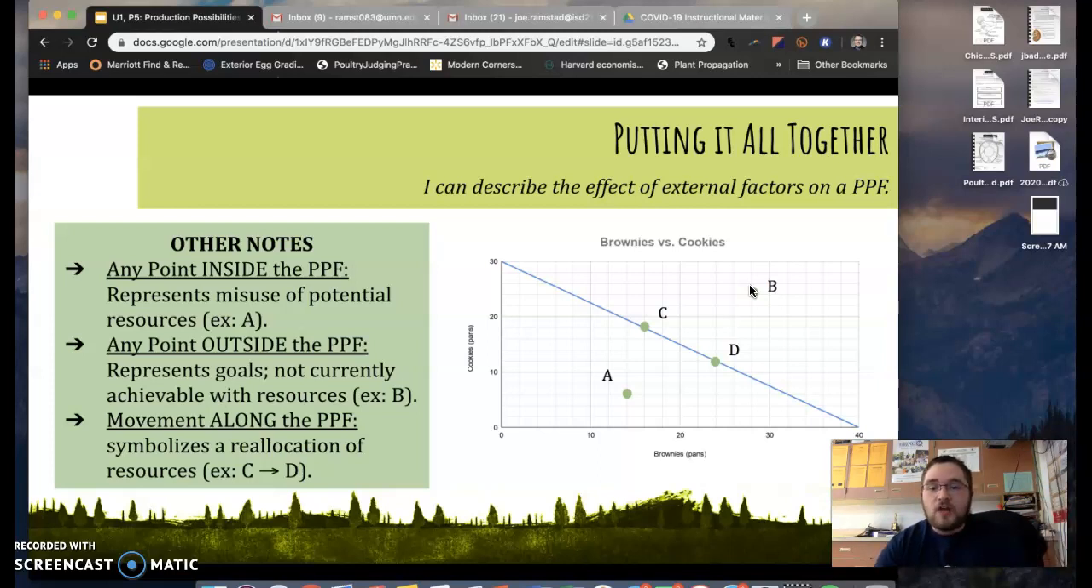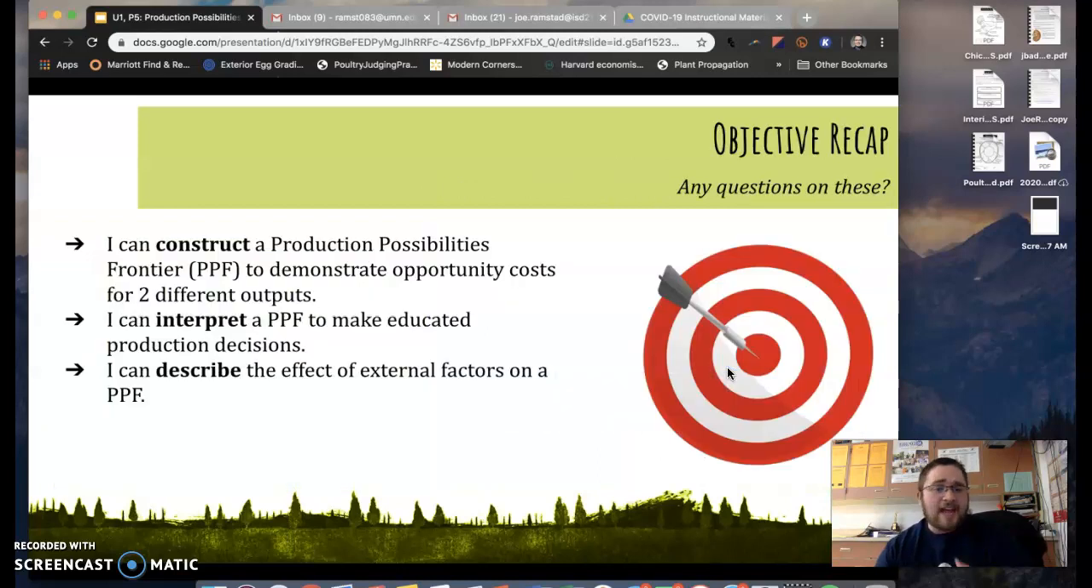And any movement along the PPF, so from point C to D, symbolizes a reallocation of resources. So maybe we're choosing to produce more brownies and investing our eggs, flour, sugar into making brownies instead of cookies. So that's kind of the basics of PPF, or Production Possibilities Frontier.